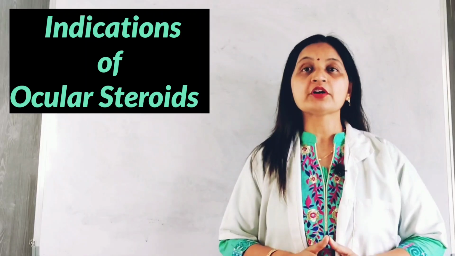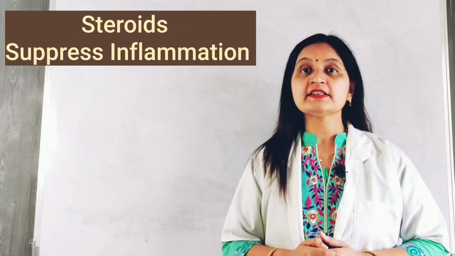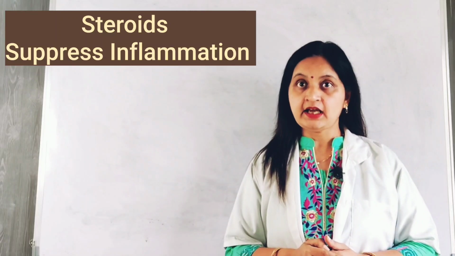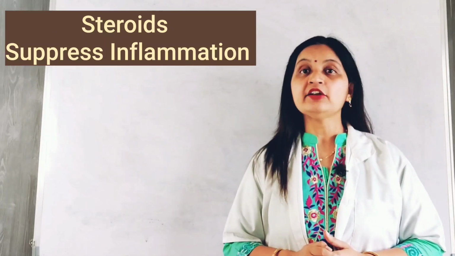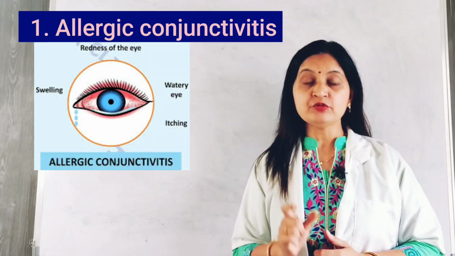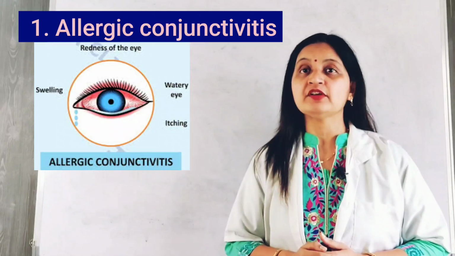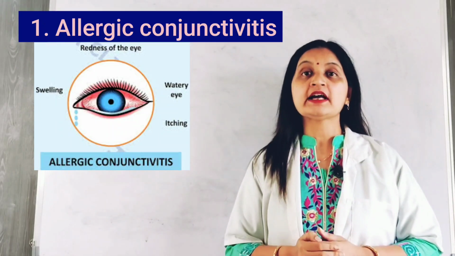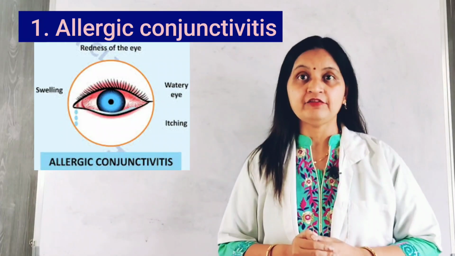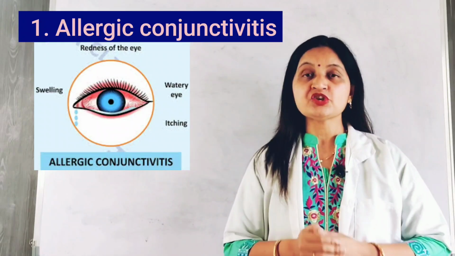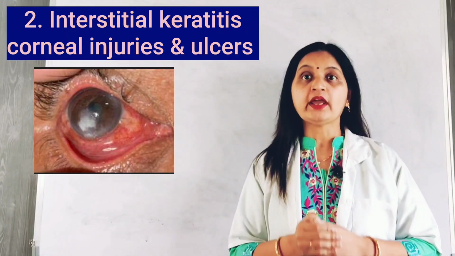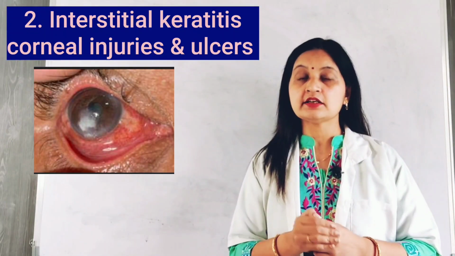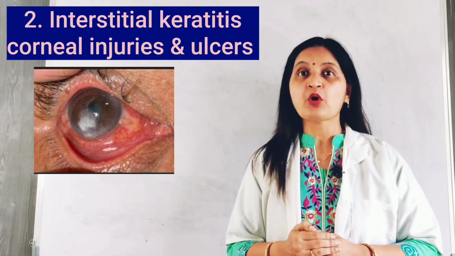The major use of ocular steroids is to suppress inflammation. So they are used in various types of inflammatory diseases in the eye. They are useful in allergic conjunctivitis, where they help to mitigate allergic inflammatory responses. They are used in ocular conditions where the cornea is inflamed, for example, interstitial keratitis, and also in corneal injuries and ulcers, where they aid in the healing process by suppressing inflammation.